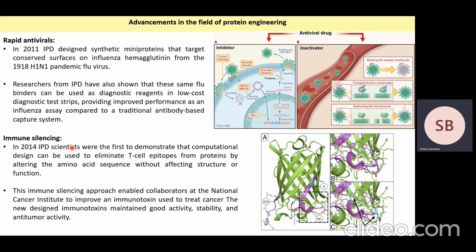In 2014, IPD scientists were the first to demonstrate that computational design can be used to eliminate T cell epitopes from proteins by altering the amino acid sequence without affecting structure or function. The immune silencing approach enabled collaborators at the National Cancer Institute to improve an immunotoxin used to treat cancer. The new designed immunotoxins maintained good activity, stability, and anti-tumor activity.